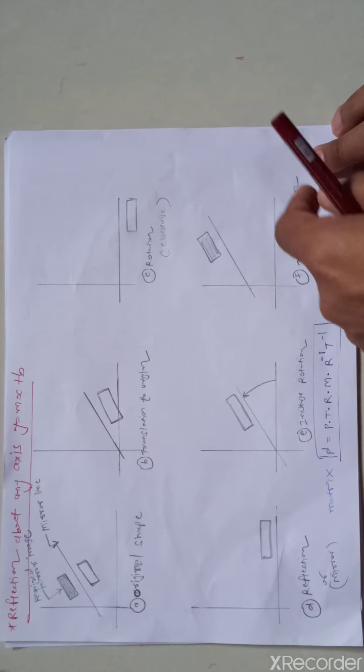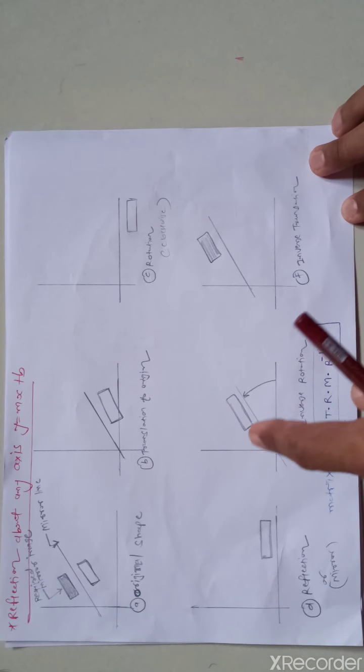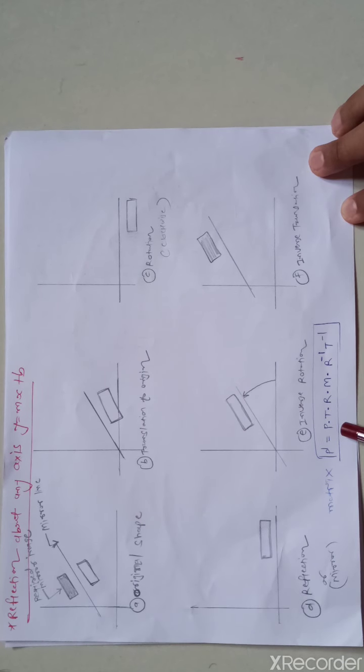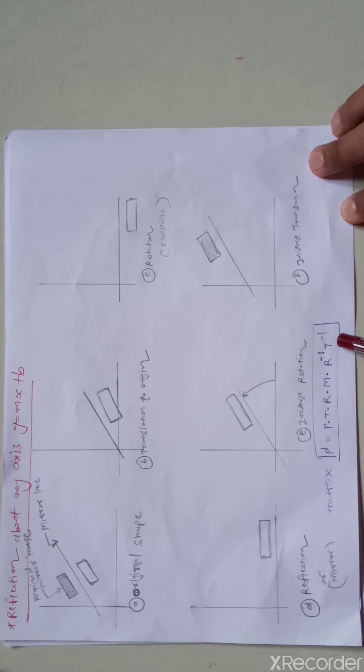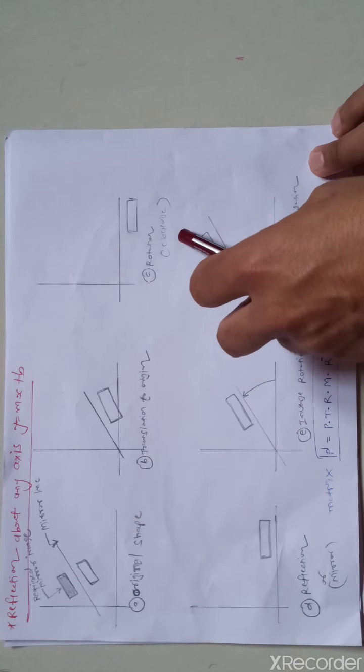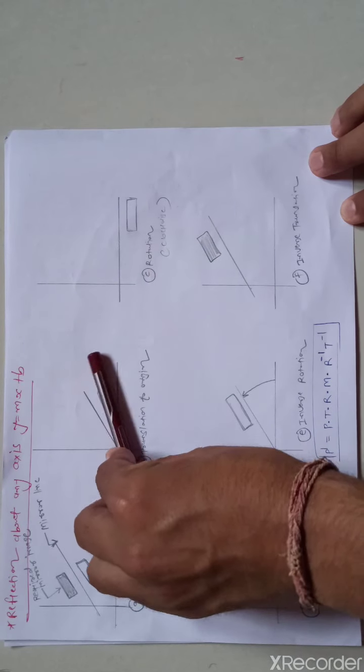So if we write down this whole operation in matrix form, first of all is the original shape, meaning P, the coordinates of the rectangle. Then we perform the translation, T. Then rotation, R. Then reflection or mirror, M. Then inverse rotation, R inverse. And then translation inverse, meaning inverse translation. Here we perform the clockwise rotation.